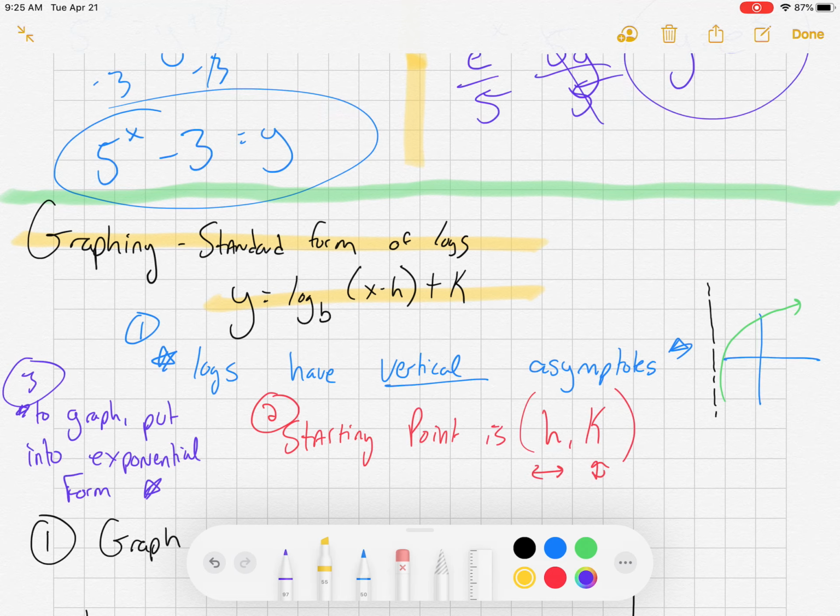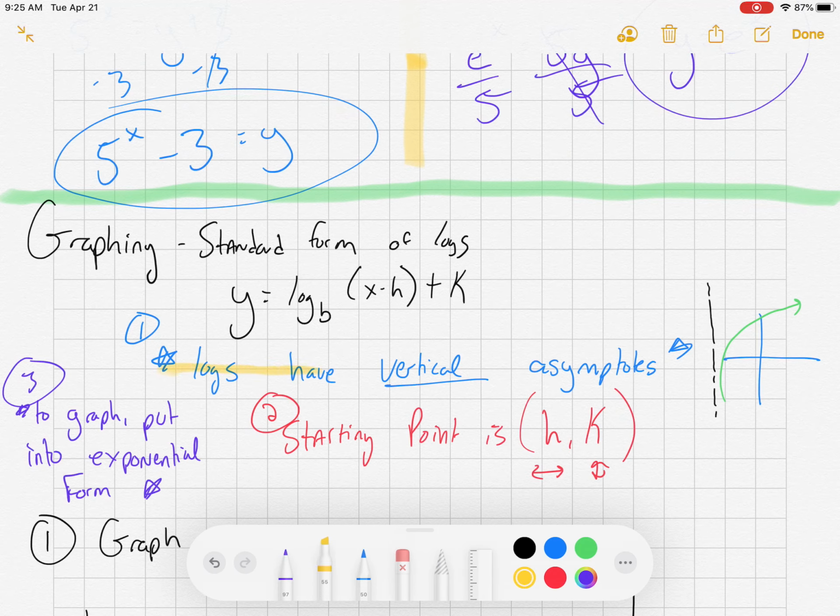So the first thing I'll highlight in yellow: graphing the standard form of logs. This looks big and scary, but it's not that bad. You've seen the h and k before. That's the starting point. Notice how h is on the inside, k is on the outside. I'll talk about that more in a little bit.